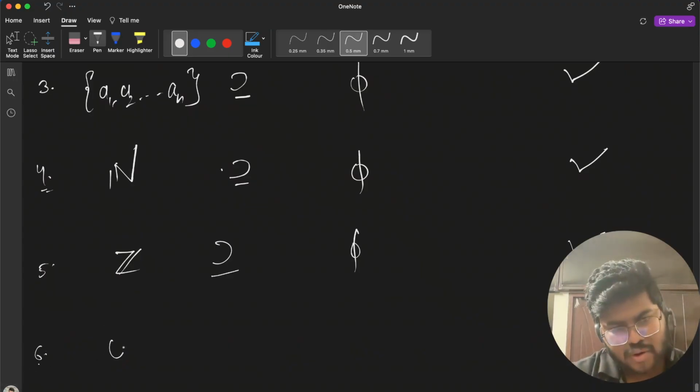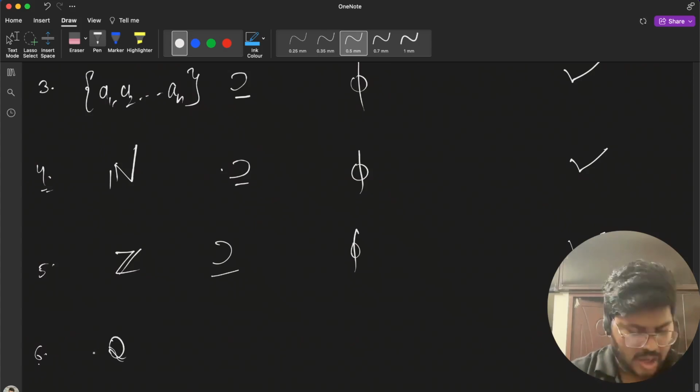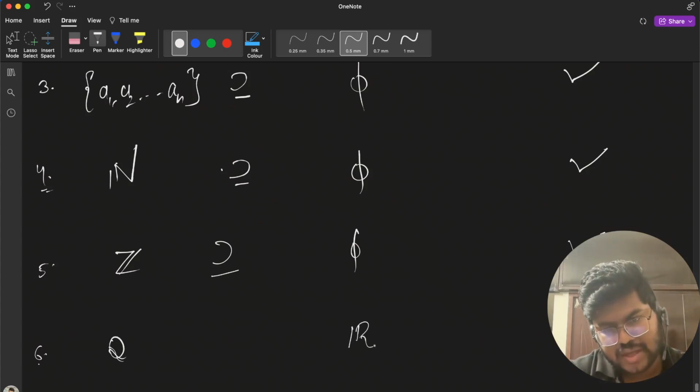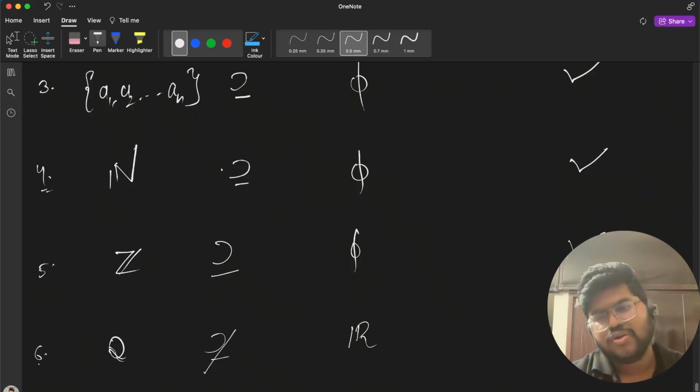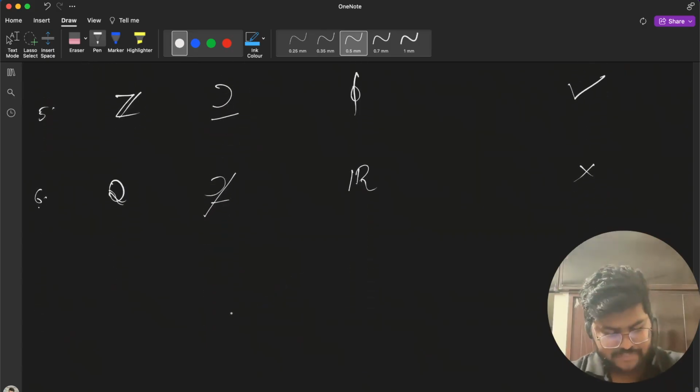Again if I talk about Q, now see, now there is a difference. So Q has the set of limit points as R. So basically now the derived set is all of R. So Q does not contain its derived set R, right? So therefore it is not a closed set, right?